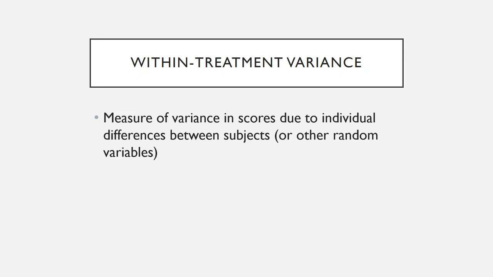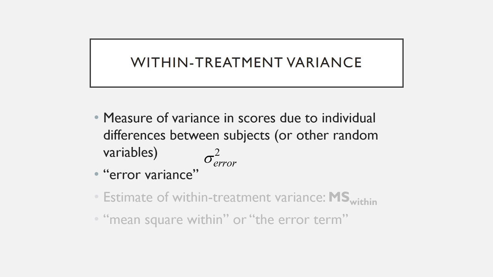Okay, so more on this within treatment variance, right? Some of the measure of variance in scores is going to be due to individual variability, measurement error, or the fact that people are just individuals and they're just different. We want to be able to quantify this error variance, notated here as error variance. The quantification of this error variance term is going to be called mean square within, or the error term, but that MS within notation, that's what we're going to be seeing in our equations.